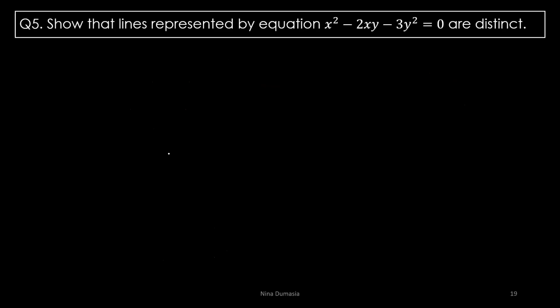The first question that we will solve now says that show that the lines represented by the equation x square minus 2xy minus 3y square is equal to 0 are distinct. तो हमें दिखाना है कि इससे जो लाइंस रिप्रेजेंट होती है वो डिस्टिंक्ट है. Now to do this, what we will do is we will calculate the value of h square minus ab. अगर h square minus ab according to the previous remark अगर वो strictly greater than 0 है then the lines are distinct. Okay. So first of all we will compare this with the standard equation, find out the value for a, h and b.